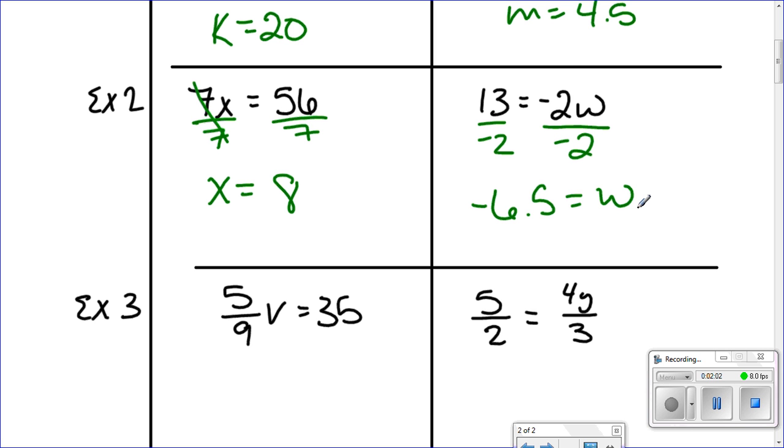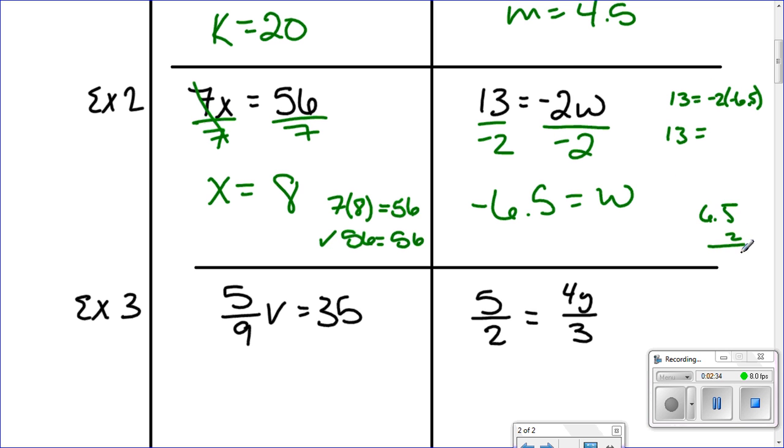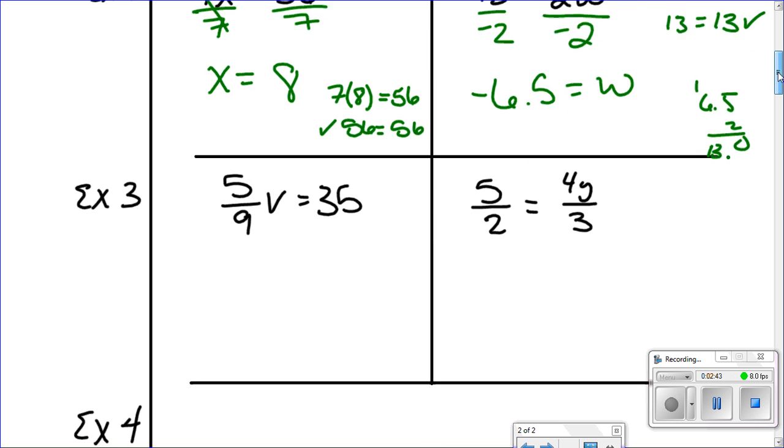Let's go ahead and check these two answers. So if I want to check to see if 8 is correct, I simply write 7 in parentheses, substitute in my 8, is equal to 56. 7 times 8 is 56. 56 is equal to 56, so I know I have the right answer here. Do the same thing with this one. 13 is equal to negative 2. Substitute in negative 6.5. So 13 will equal negative times negative is a positive. And then 6.5 times 2, carry the 1. I have one decimal, so 13. 13 is equal to 13. So I have checked it and know that it is correct.